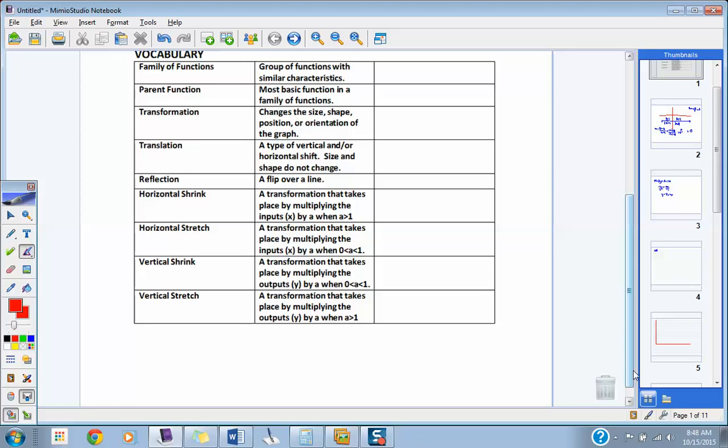But the first one says this, family of functions. Family of functions simply states that it's a graph of functions with similar characteristics. Most of our graphs that we've looked at in this chapter have all been what kind of a graph? Linear, exactly. So basically, anything that's a line, they may not be the same line, but they're going to have the same characteristic because they're linear. So in this chapter, a family of functions would be anything that we've looked at that is linear.